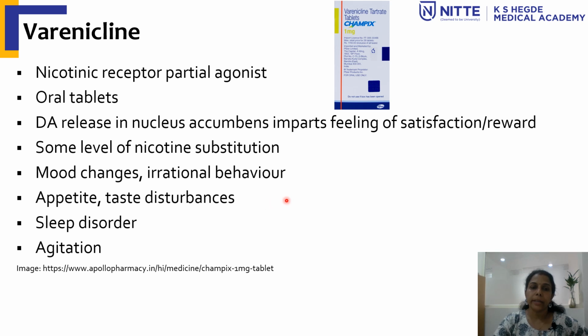Next is about varenicline. Varenicline is a partial agonist of nicotine, available as tablets. It releases dopamine in the nucleus accumbens, which imparts a feeling of substitution or reward in the patients. So some level of nicotine substitution is done by varenicline. But being a partial agonist, the craving will be there, and it has been found to cause mood changes, irrational behavior, appetite changes, taste disturbances, sleep disorder, and agitation. These are the adverse effects seen with varenicline.